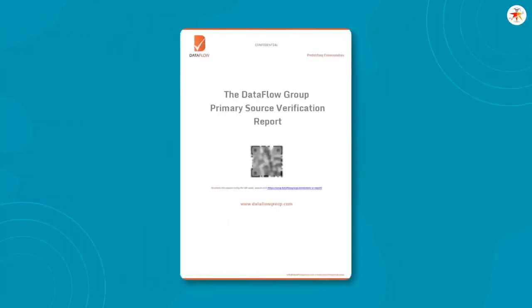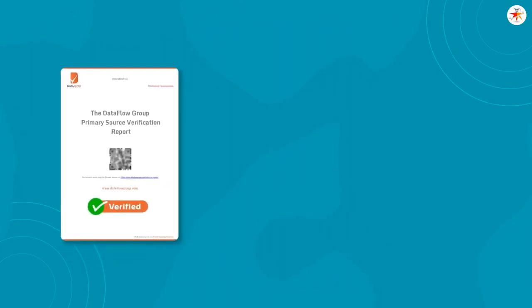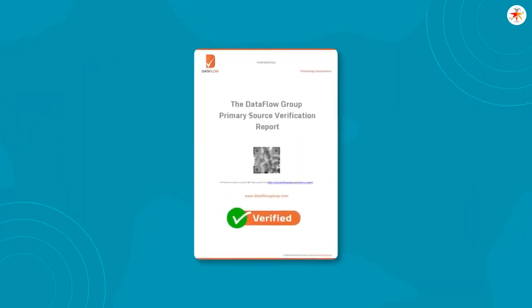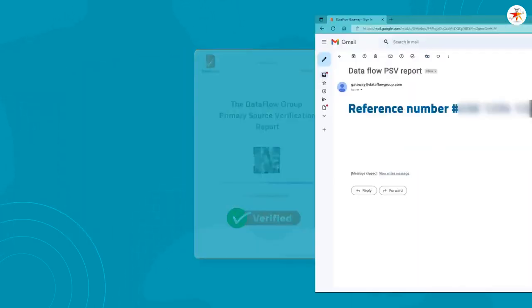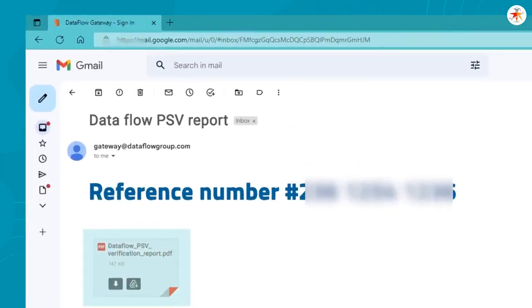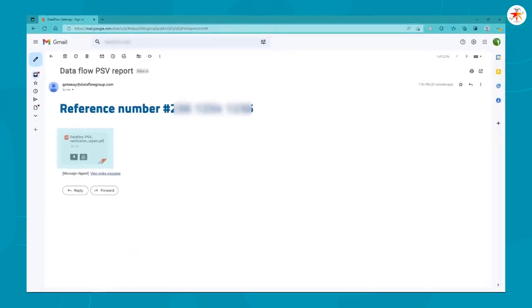Once your Dataflow PSV report is completed, then Dataflow Group will make this report available to SCFHS. Once your Dataflow PSV report is successfully completed, then you will be issued a reference number along with verification report in PDF format. You will need this later once you start uploading your documents in MUMARIS PLUS.